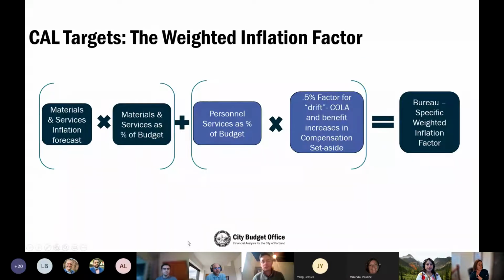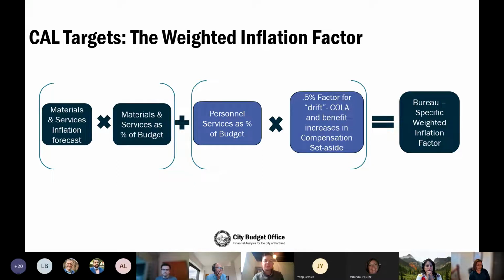And so what is the weighted inflation factor? It's weighted, so not counting COLA, because that is separate. That goes to compensation set aside and benefits. What we do is we take external materials and services and multiply it by the percentage of the budget that is spent on materials and services. So that forecast number times the forecasted inflation number times your proportion spent on EMS.